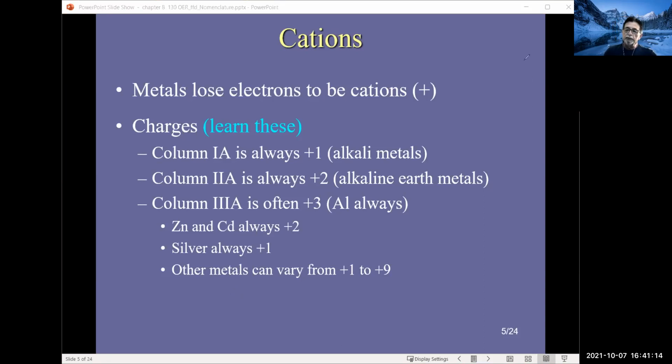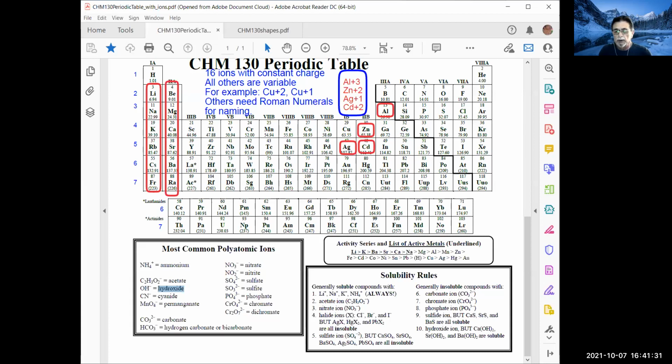Before I proceed, let me back it up. I forgot to mention this. I did tell you about the charges of the metals, but what I did not share with you was the anions, right? Now, we just told you all the charges for the metals, the ones that we know are constantly 100%, and that everything else is variable. What about the anions?